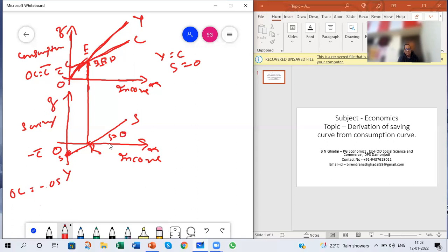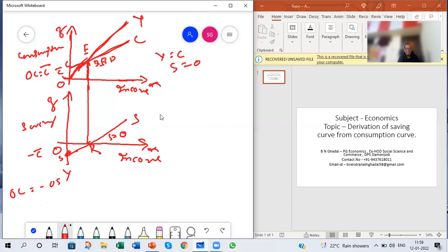That we have mentioned here. Afterwards, the consumption has gone below the income, so there will be positive saving, and that is the reason why the saving curve has gone above the x-axis. So that's how we can derive the saving curve from the consumption curve. It is an upward sloping curve, because saving is an increasing function of income.